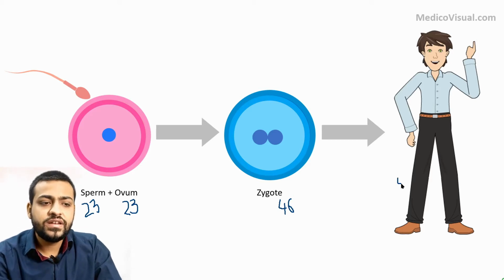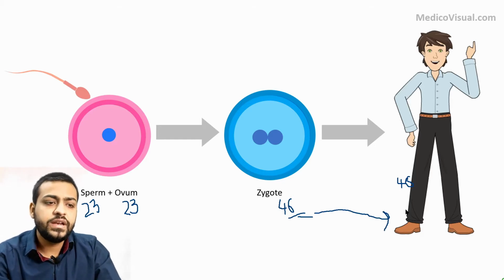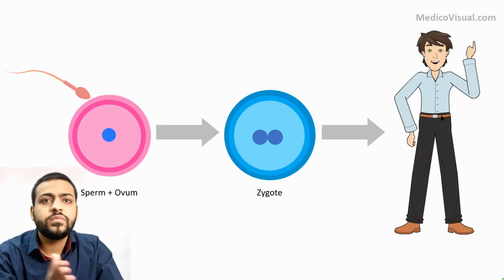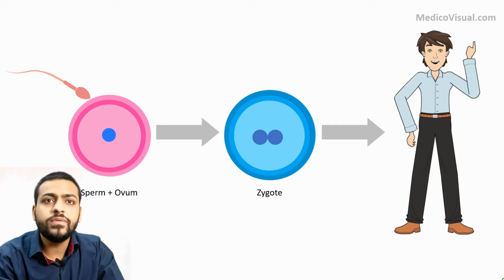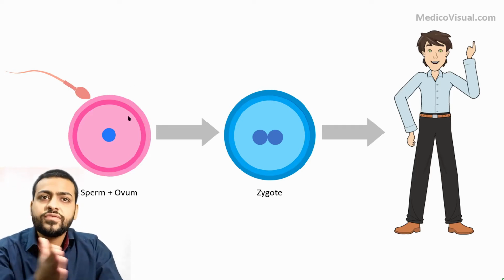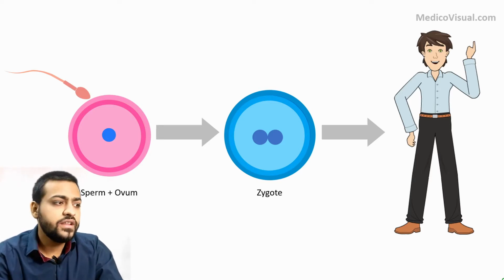Here you can see the number of chromosomes remains the same. The reason is that the cell division occurring from the zygote onwards is mitosis. And then when this human matures and forms sperm or ovum from the germ cells, the number of chromosomes will be half, that is, it will become 23.